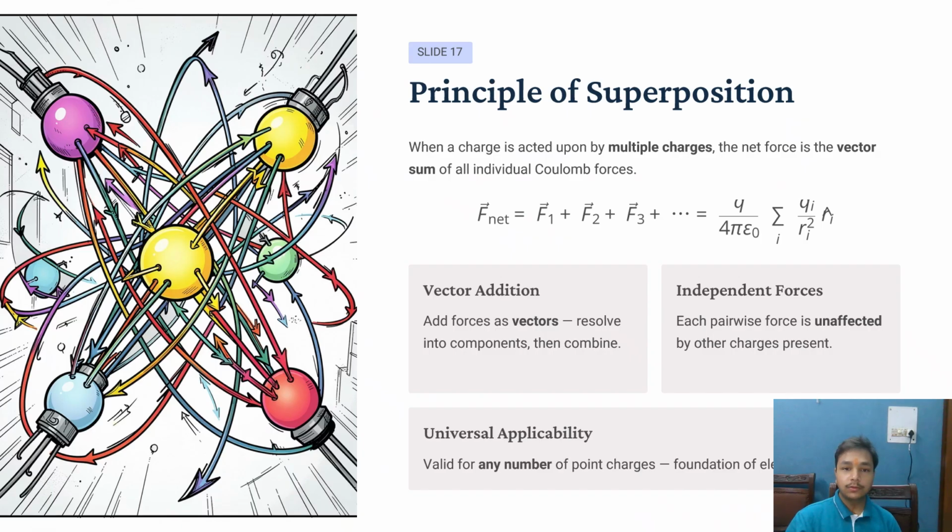Okay. So principle of superposition. So what is the principle of superposition? When a charge is acted upon by multiple charges, the net force is the vector sum of all the individual Coulomb forces. That is, net force vector is equal to F1 vector plus F2 vector plus F3 vector and so on. So this is the vector addition. We'll be adding forces as vectors, resolve them into components and then combine. And in the independent forces, each pairwise force is unaffected by other charges present. Okay. So this is universally applicable for any number of point charges, which is the foundation of electrostatics.